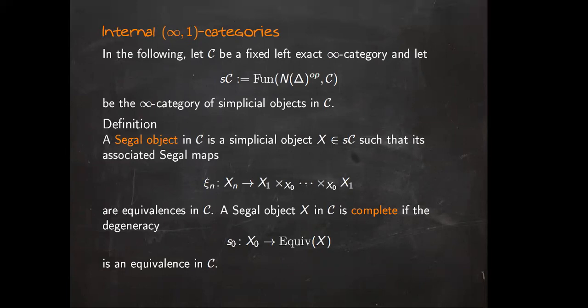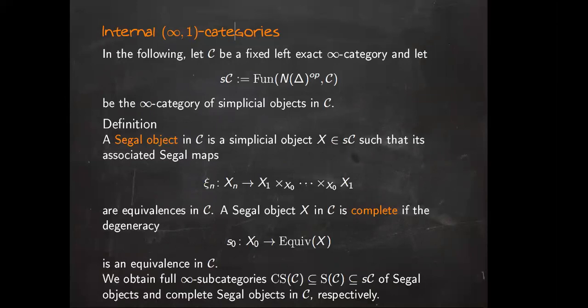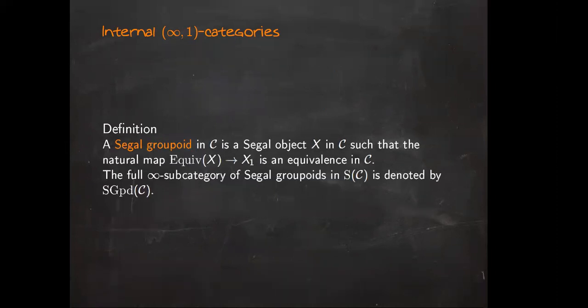Having a notion of composition in that Segal object, we can define a notion of internal equivalence in that object. And completeness relates this internal notion of equivalence with the external notion of equivalence in our category C. And this is a way to phrase this. So complete Segal objects will be our notion of internal infinity one category in C. And then we denote the full infinity subcategories of simplicial objects by SC and CSC respectively for Segal objects and complete Segal objects.